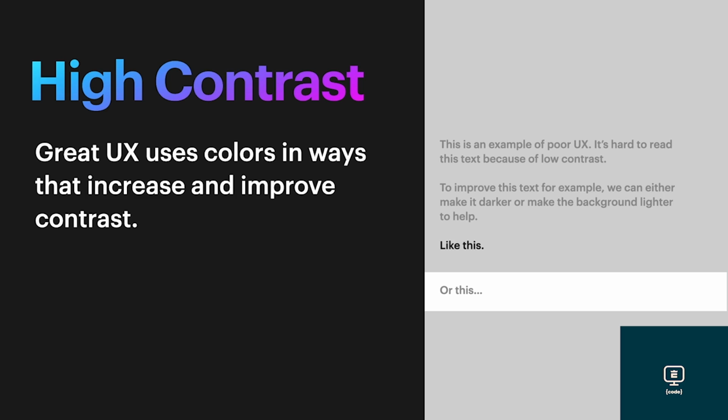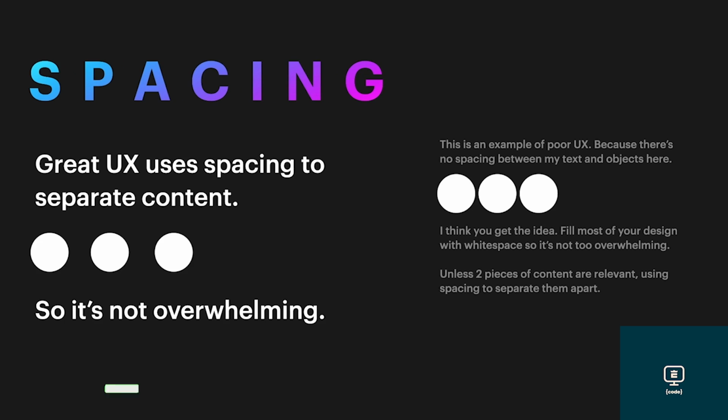Great UX uses colors in ways that increase and improve contrast. So this is really important here. You want to make sure that you have high contrast in your designs. On the right here, we can see an example of poor UX where it's hard to read the text because it has low contrast. The difference in color or hue between the foreground here, which is the text, and the background, which is kind of a light gray here, is kind of low. So to improve this text, you can either make the text a little bit darker, or if you can lower the background and make it lighter, you can do that as well to help improve the contrast.